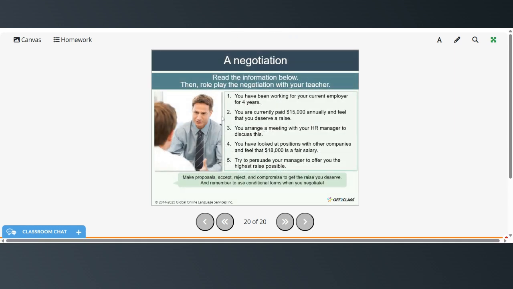All right, so now you can write your own dialogue of a negotiation. You've been working for your current employer for 4 years. You are currently paid $15,000 annually and feel that you deserve a raise. You arrange a meeting with your HR manager to discuss this. You looked at positions with other companies and feel that $18,000 is a fair salary. So try to persuade your manager to offer you the highest raise possible. As you write your dialogue, make proposals, accept, reject, and compromise to get the raise you deserve, and remember to use conditional forms when you negotiate.